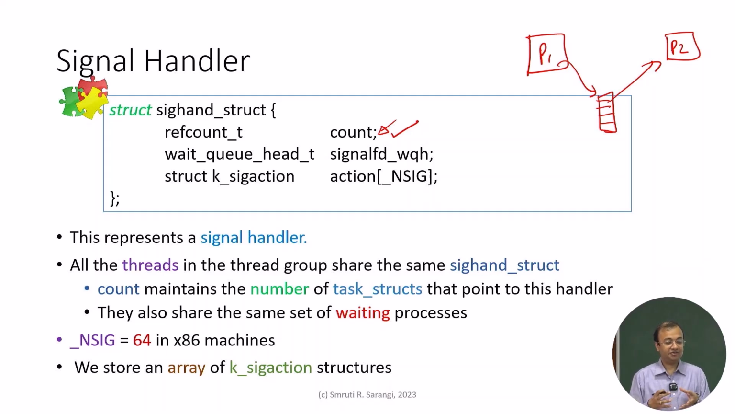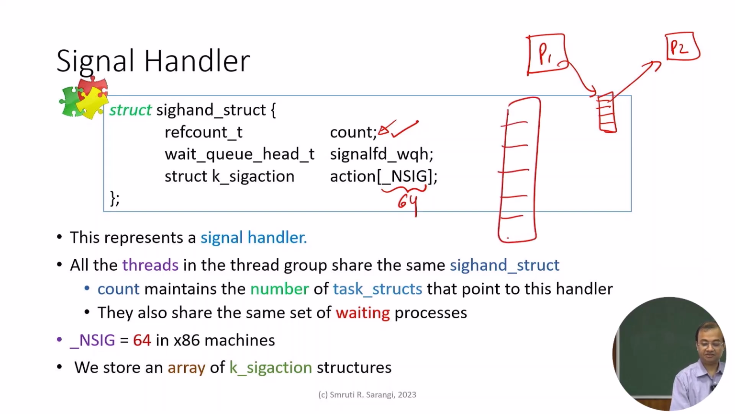So then you will have a waiting queue, right, of all the processes waiting on the file. So that is this wait queue head T. So this is an alternative mechanism for signal handling. And finally, what you will have is this action array. This action array will have underscore nsig entries, and this is typically 64. Large array, 64 entries.